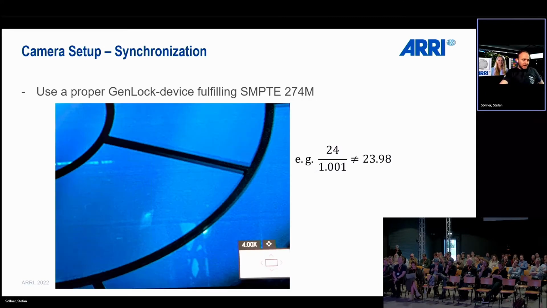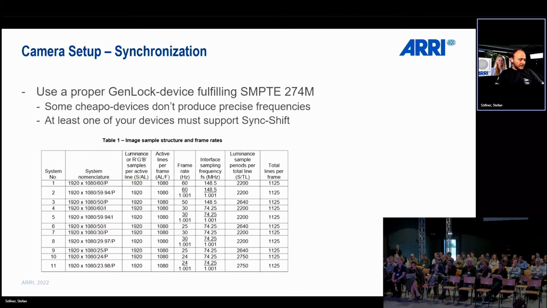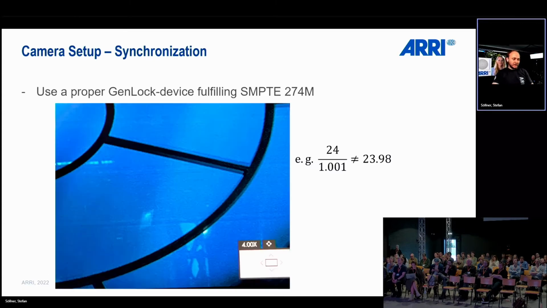Just as an example, if it doesn't match properly, you might experience image artifacts that look like those lines here and there. And this could occur because, as specified in the SMPTE standard, the frequency is 24 over 1.001, and this does not match 23.98, as the name of this frequency actually is given. Actually, this must be 23.976. Otherwise, it doesn't work, and you might get artifacts like this.